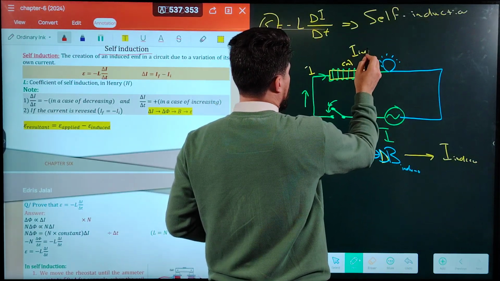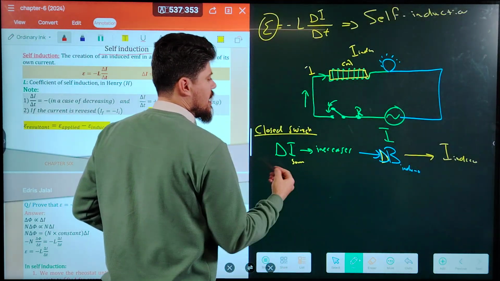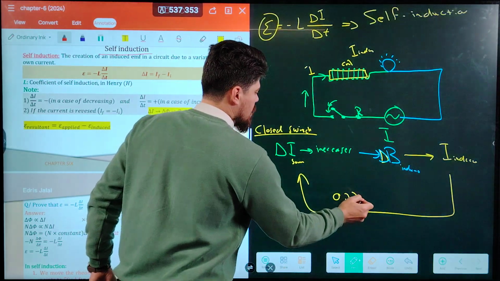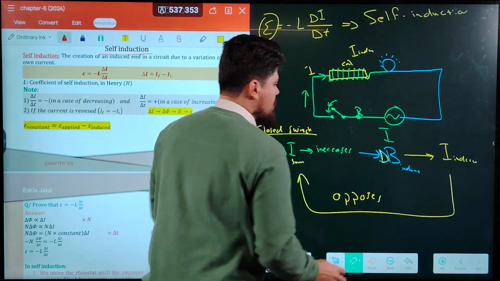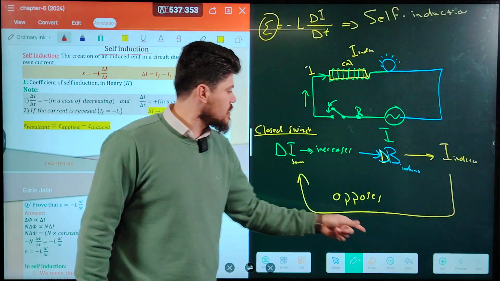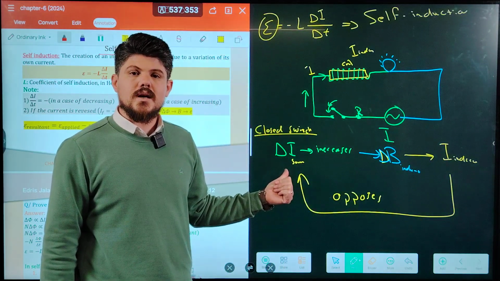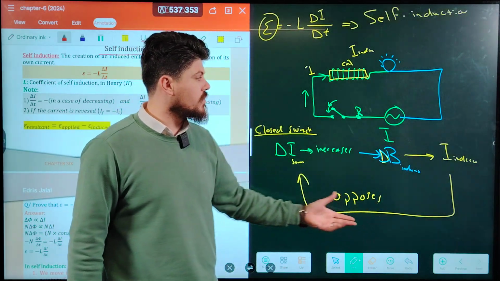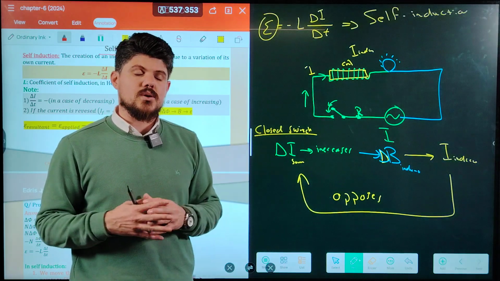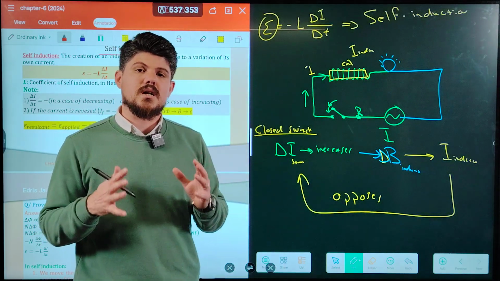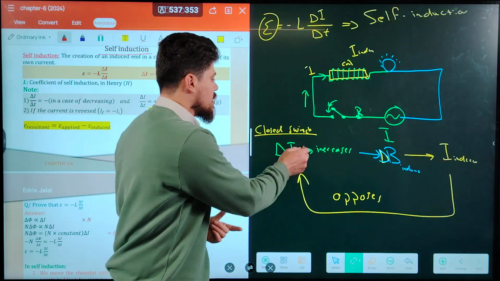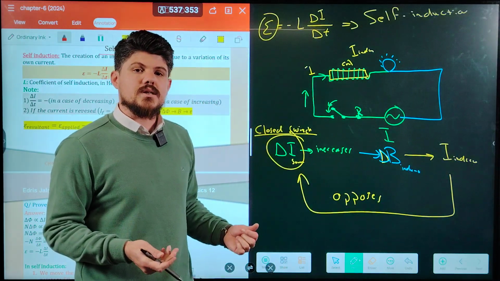This type of current is the induced current. Now how many currents do we have? We have two currents, and these two currents oppose each other. According to Lenz's law, the induced current opposes the change of the current in the circuit, the change of the current in the source. So this phenomenon is called self-induction: creating an induced current by the variation of the current in its own circuit.